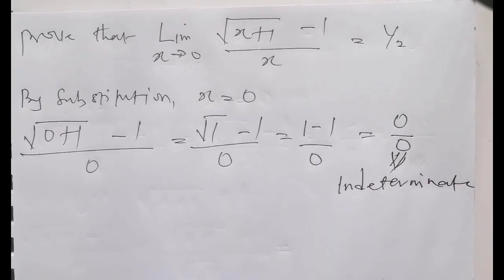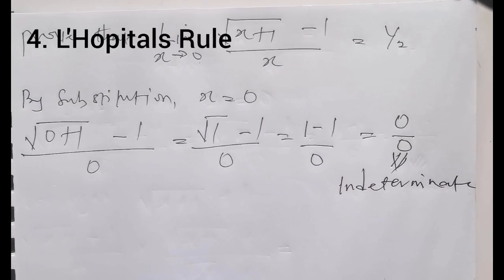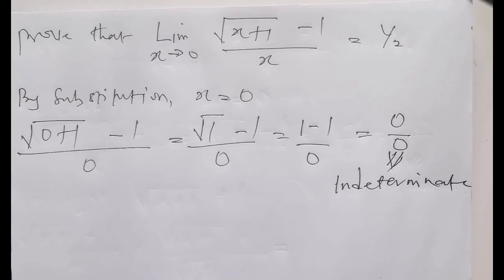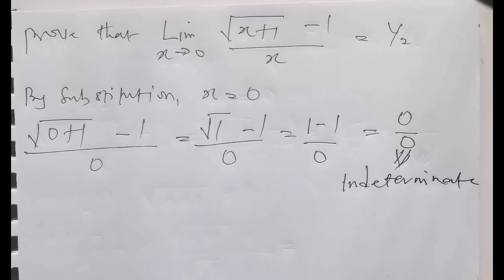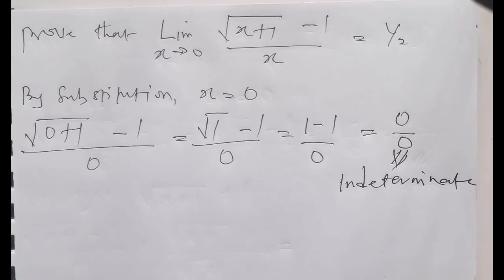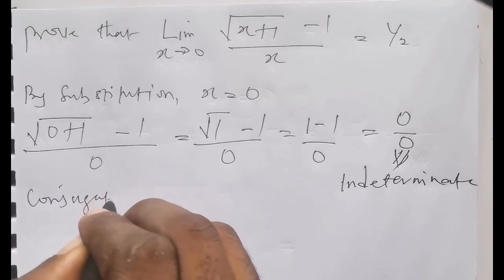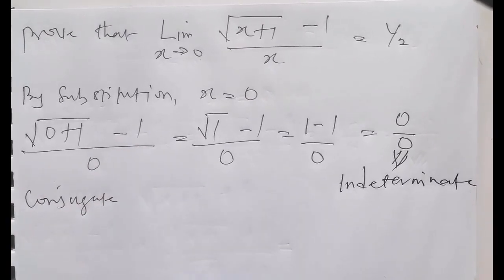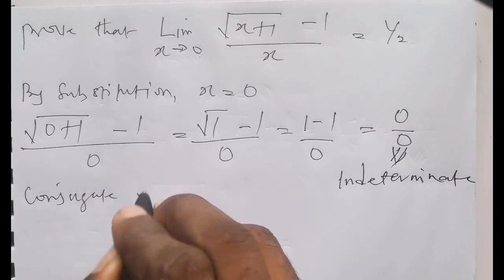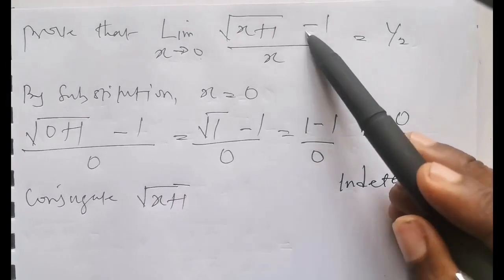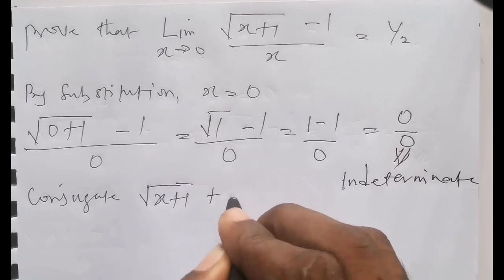And the final method is the use of L'Hopital's rule, where you differentiate top separately and differentiate bottom separately and obtain your result. So I am going to employ the two last methods, the conjugate method and L'Hopital's rule, to solve this problem. Now, let's start with the conjugate. The conjugate is simply changing the sign of the term outside the square root. I have root x plus 1, and outside the square root I have -1, so the conjugate becomes +1.